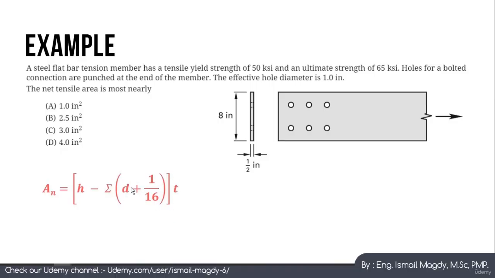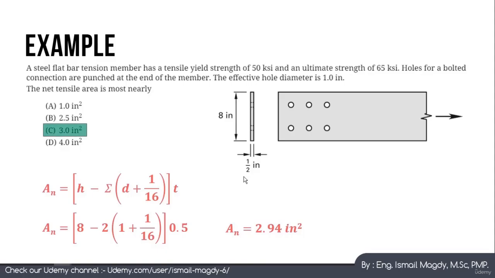Here the dn, which is the nominal hole diameter, is given directly as 1. So the net area is going to equal 8, which is the height, minus 2, because we have 2 holes here, multiplied by 1 plus 1/16, all multiplied by 0.5, which is the thickness of the web, and it is going to equal 2.94 square inches. So this is the answer, which is the third option.